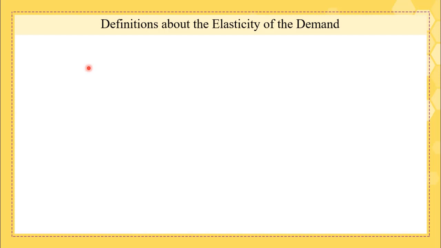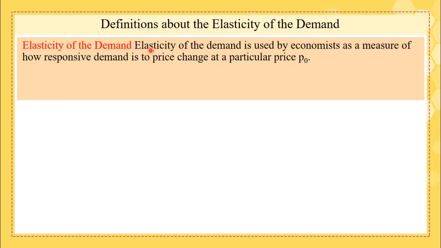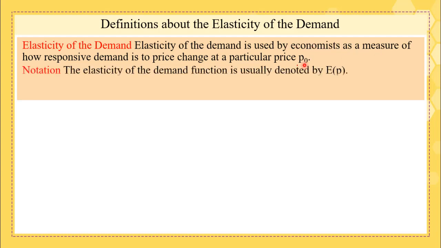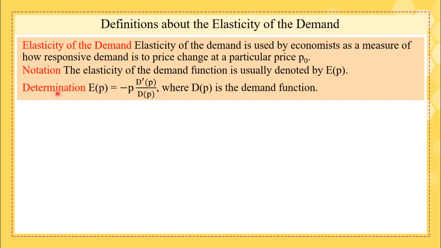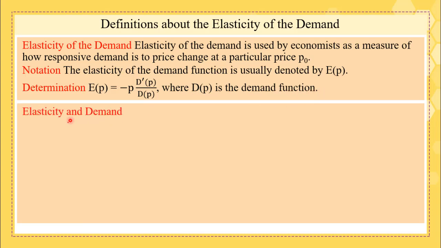We will start with definitions about the elasticity of the demand. Elasticity of the demand is used by economists as a measure of how responsive demand is to price change at a particular price P0. Notation: the elasticity of the demand is usually denoted by E of P. Determination: E of P equals minus P D prime of P over D of P, where D of P is the demand function.